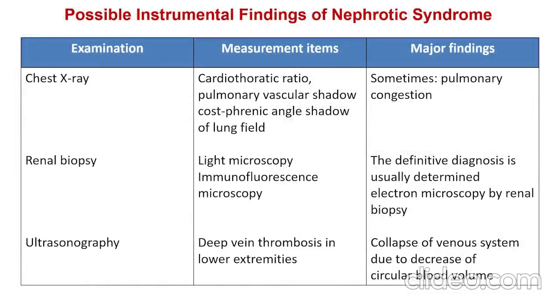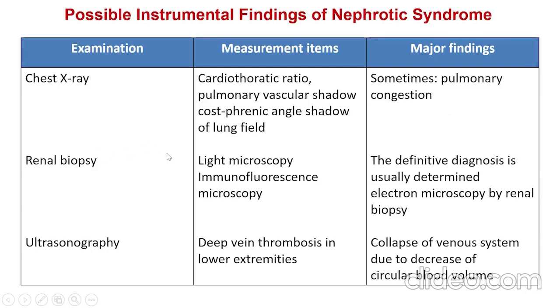Let's speak about instrumental examinations. In chest X-ray, we should check cardiothoracic ratio, pulmonary vascular shadow, angles of lungs and their shadows. We can detect pulmonary congestion. Congestion means that fluid is accumulated in pulmonary soft tissue, in the interstitial space there.